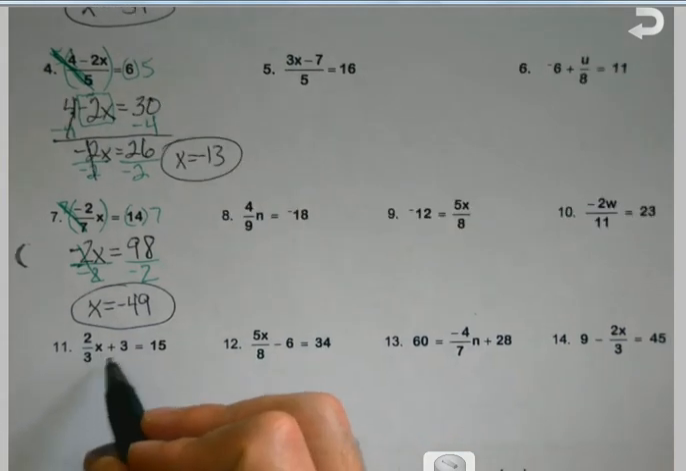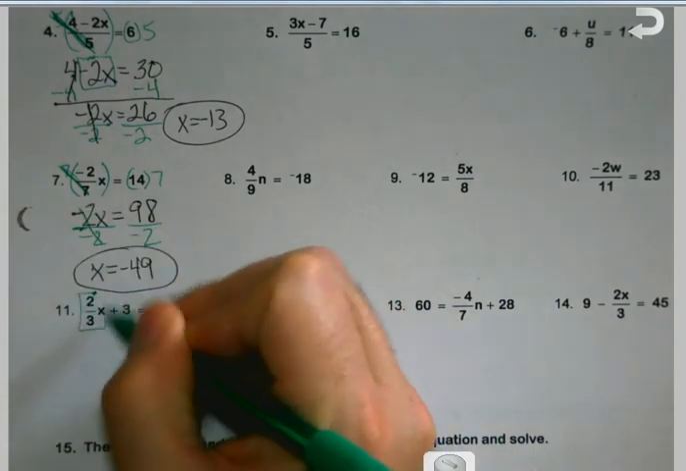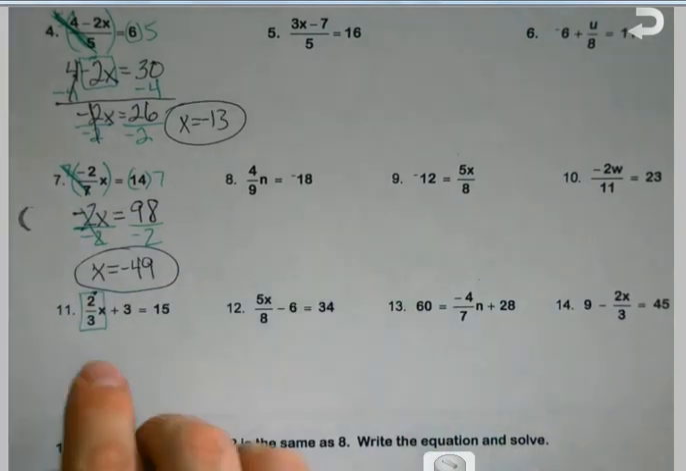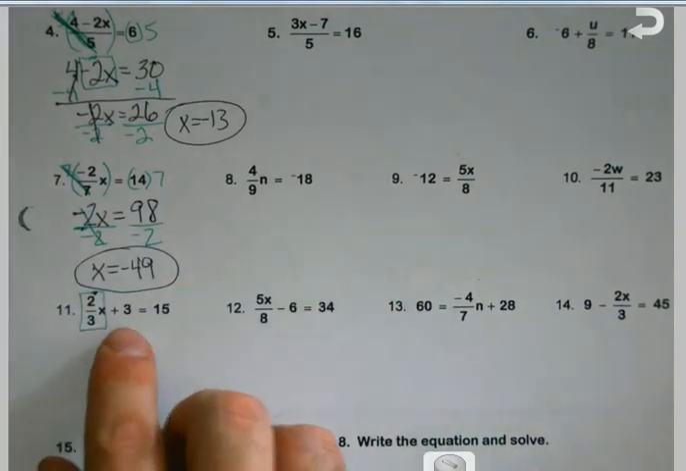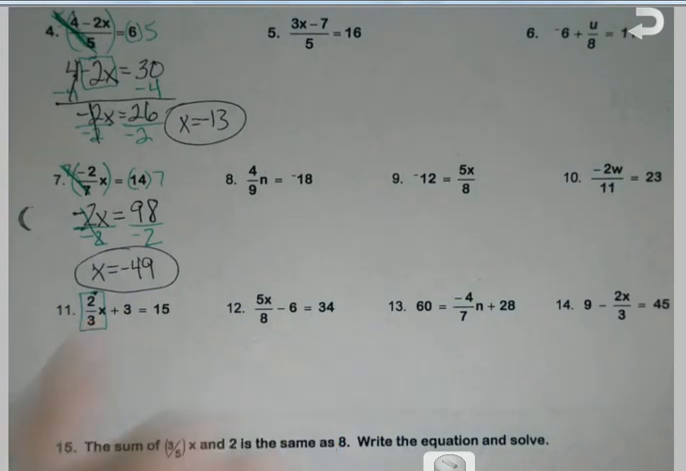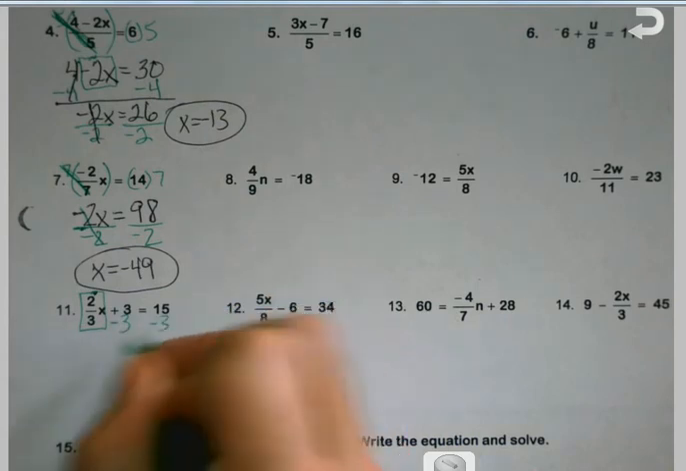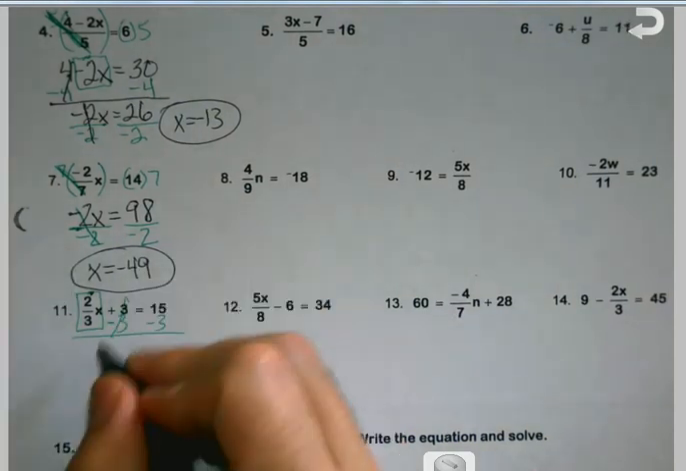If there's a plus or minus on the same side as your x term, where the fraction is, I can't get rid of the fraction first here. I got to get rid of this plus 3. The x term's got to be alone before I can get rid of that. So I'm going to get rid of that plus 3 first. I'm going to undo it. I'm going to minus 3.